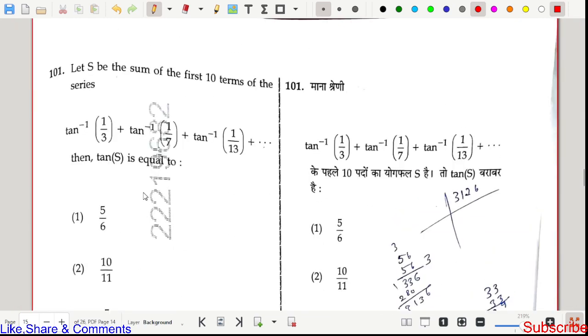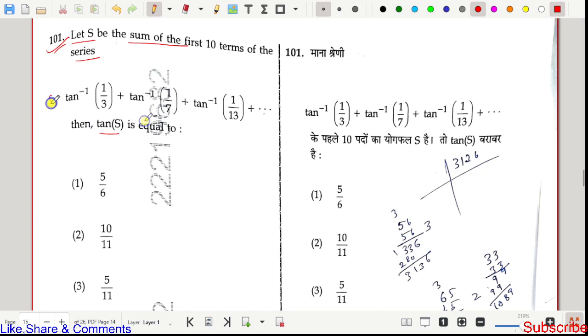So today we'll solve from question number 101. Let S be the sum of the first 10 terms of the series tan inverse 1 by 3 plus tan inverse 1 by 7 plus tan inverse 1 by 13 plus dot dot dot. Then tan S is equal to what?